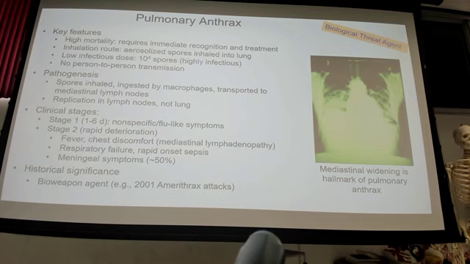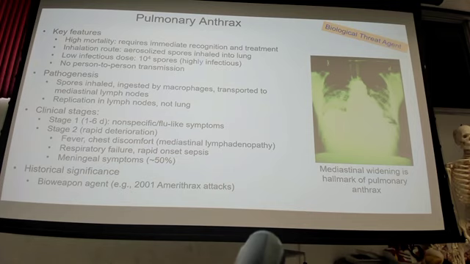And because of that, the intended target was to cause wide-scale panic and confusion, and it disrupted mail service for a long time. So that was definitely a mess. And that was a deliberate use of anthrax spores as a terrorist act.